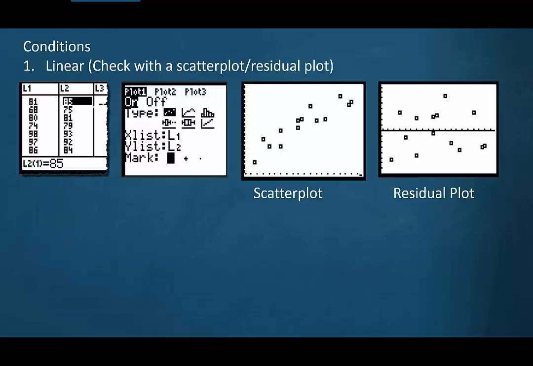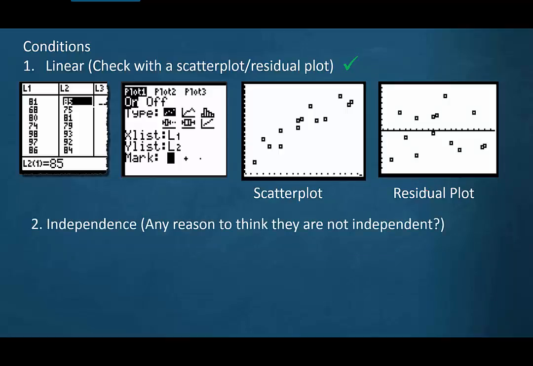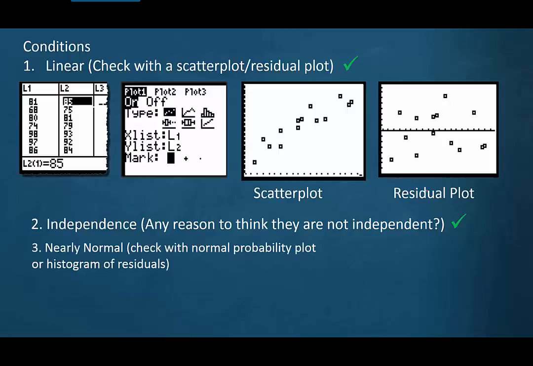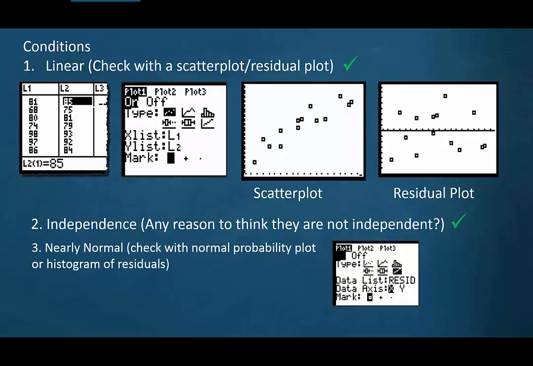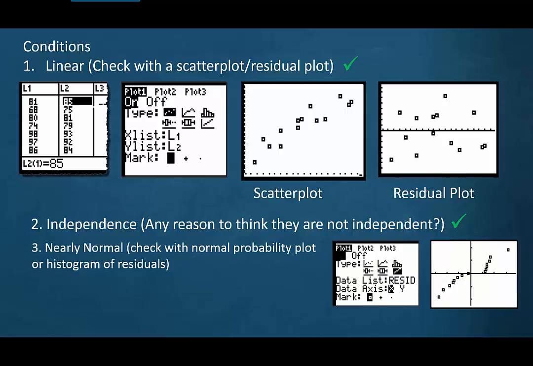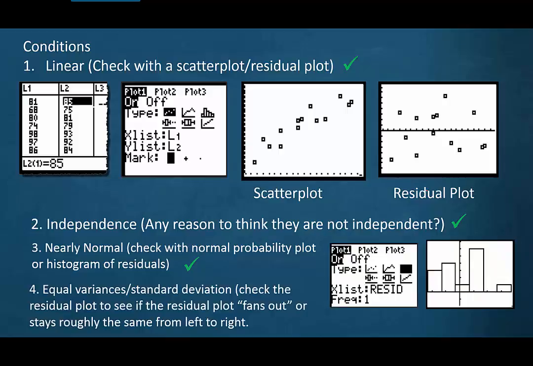For linear, I'm going to check this with the scatter plot and residual plot. It appears to be fairly linear, and the residual plot doesn't reveal any patterns, so that's checked off. Independence: any reason to think they weren't selected independently? We're not given any reason, so that one can be met. The nearly normal condition, we're going to check with a normal probability plot. It's roughly straight, a little bit of curvature in there, but nothing to raise too much of an eyebrow, so that one can be checked off. And similarly with equal variances, we make sure that the residual plot doesn't fan out.